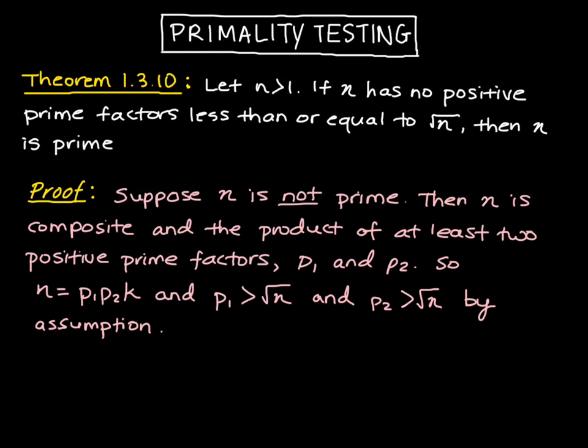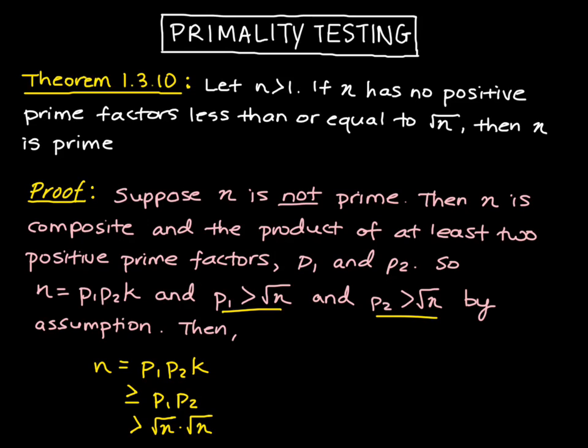And so we get the following inequality. We get that n is equal to P1 times P2 times k, and that's going to be greater than or equal to P1 times P2, because here we're not multiplying by k, and then that's going to be strictly greater than the square root of n times the square root of n, from these statements above. But the square root of n times the square root of n is equal to n.